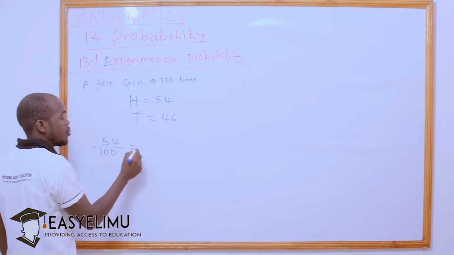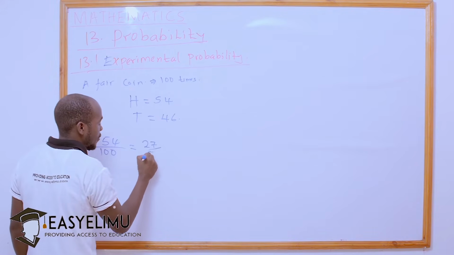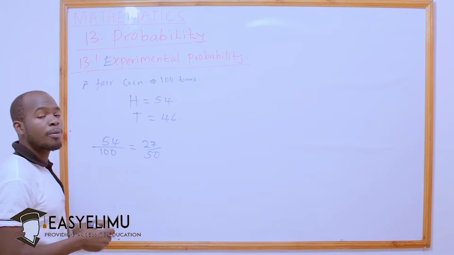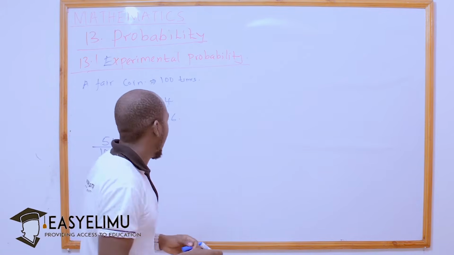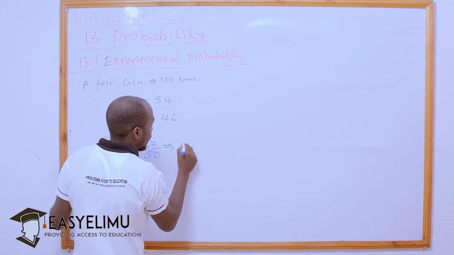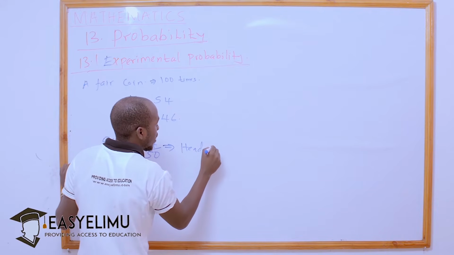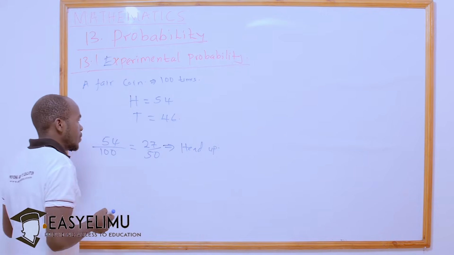So that is how it will be. So if you take this one, you are going to have 27/50. Now 27/50 is the probability of getting a head. This is the probability of getting a head showing up.